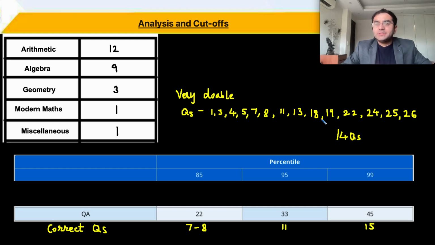So 99 percentile, which seems to be unimaginable, was actually, in retrospect, very doable. I won't say very easy to get, but yes, it was doable, it was manageable. So that is the analysis for the paper. And until next time.